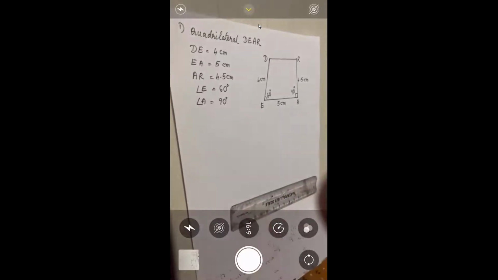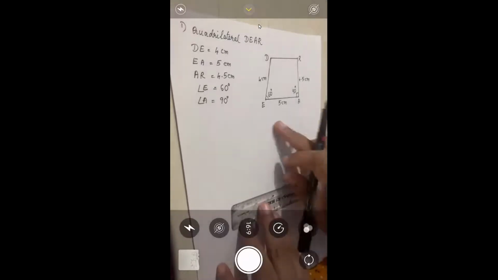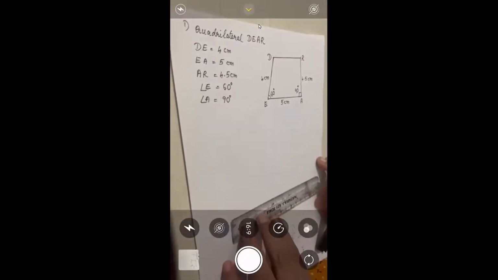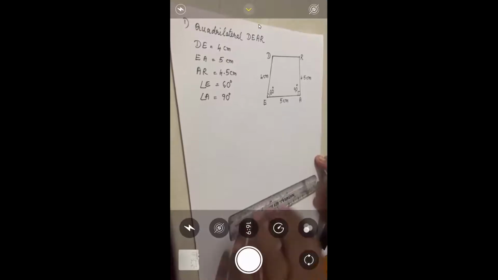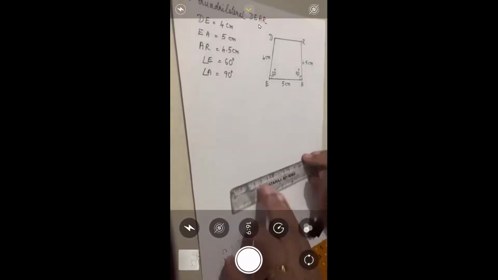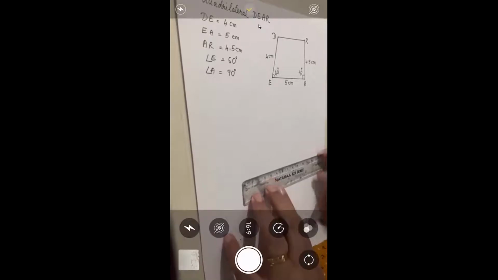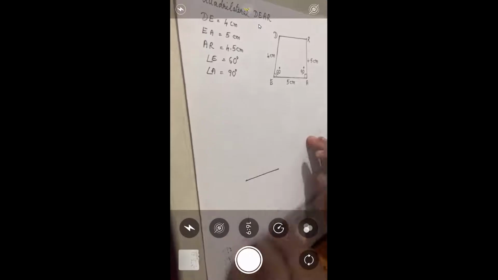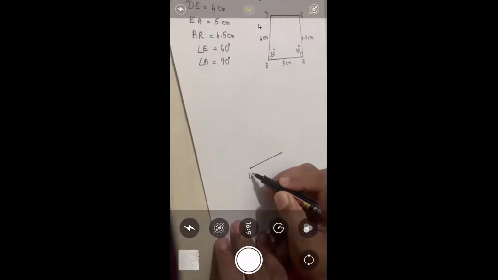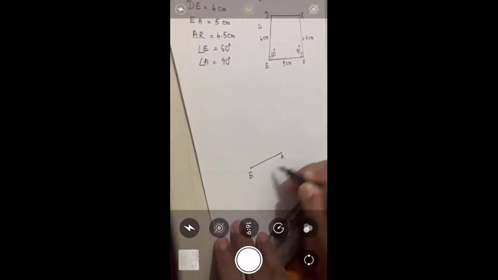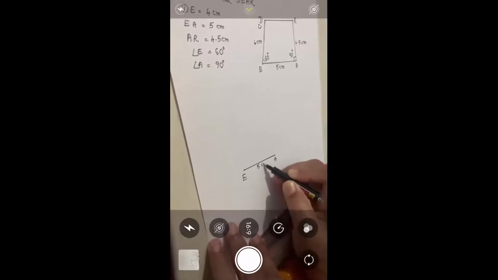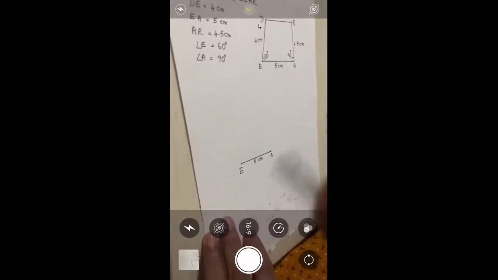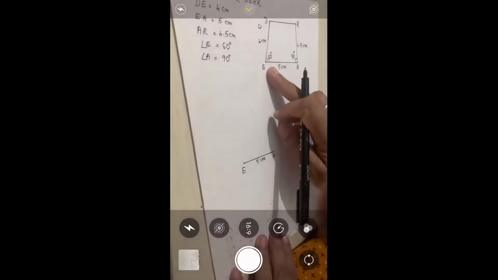First of all, we are going to construct line segment EA equal to 5 cm. EA, 0 to 5. EA of length 5 cm. Now we have to construct angle E 60 degree.